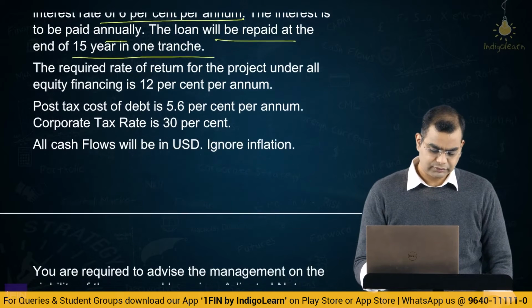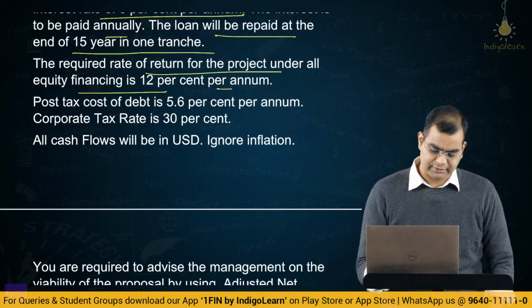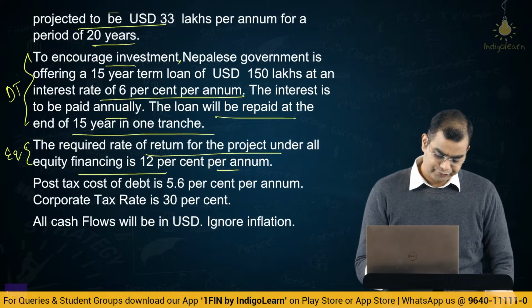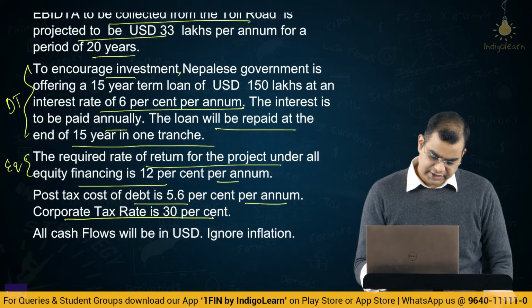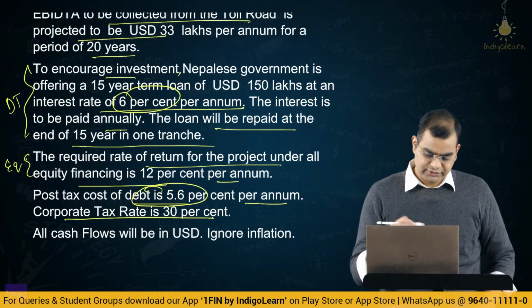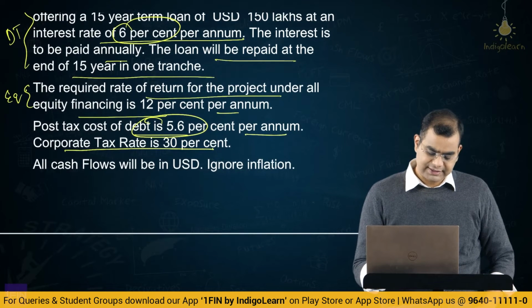Very good. The required rate of return to the project under all equity financing is 12% per annum. Oh, all equity. Here they have said about debt. Here they are saying equity. Okay. Post-tax cost of debt is 5.6% per annum and the corporate tax rate is 30%. Here they have said the interest rate is 6%, but here they are saying that the post-tax cost of debt is 5.6. Okay, they have mentioned two things. Which one is to be done? What we'll see. Post-tax cost of debt is 5.6 per annum. Corporate tax rate is 30%.